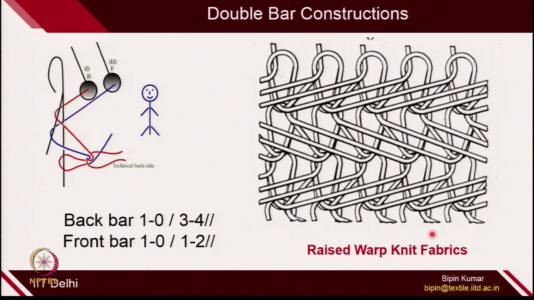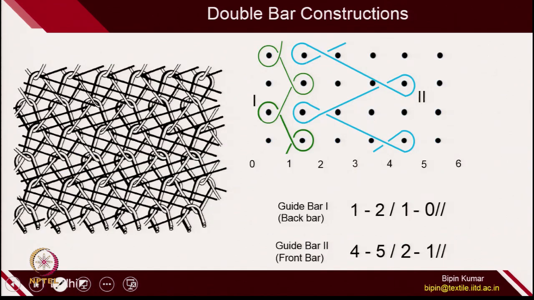From the understanding point of view, you need to only focus on the lapping plan for back bar and front bar. We gave a lot of examples also. For example, in this particular double bar construction, there is a white color yarn and black color yarn. The white color yarn is attached with back guide bar and the lapping plan is this one where the underlap is 2 to 1, 1 unit, and the black color yarn is attached with the front guide bar where the underlap is 5 to 2, which means 3 units. So, this is the lapping diagram.